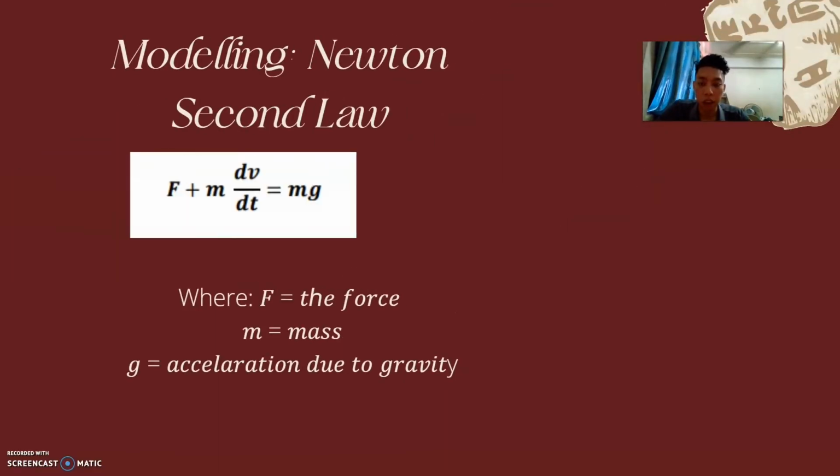Let's move on to the modeling of Newton's second law by the application of a first order differential equation. Here we can see the modeling equation is F plus m dv over dt equals mg, where F is the force, m is the mass, and g is the acceleration due to gravity.